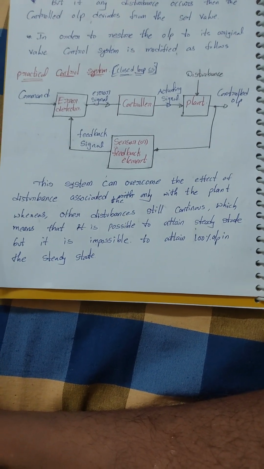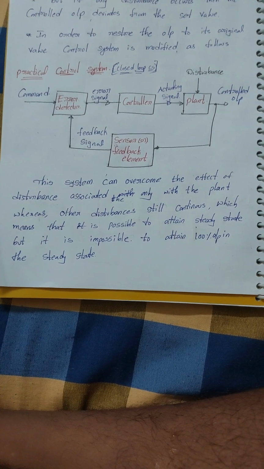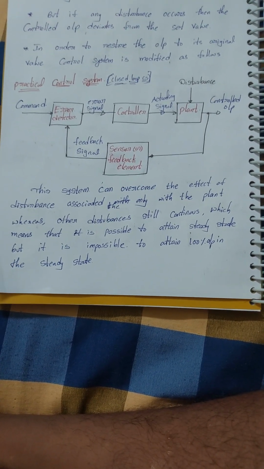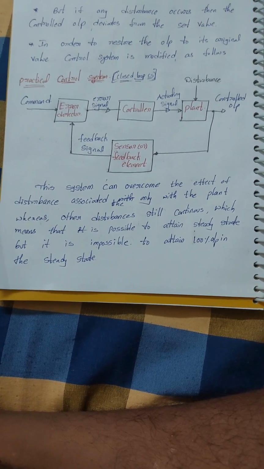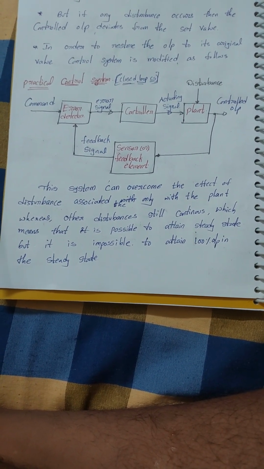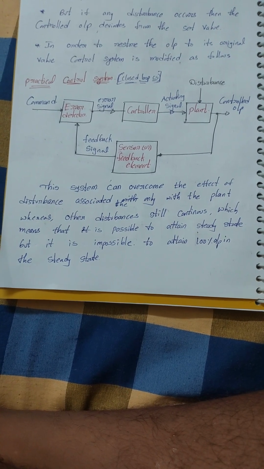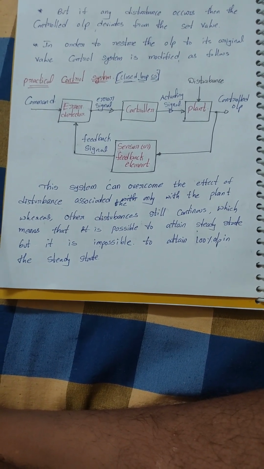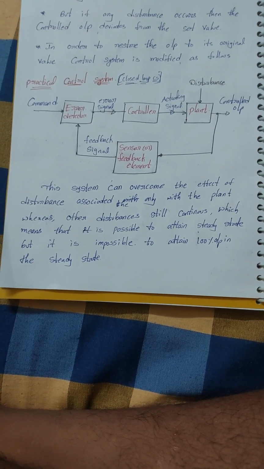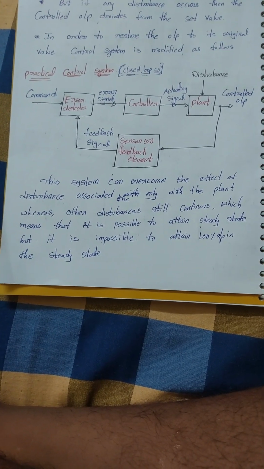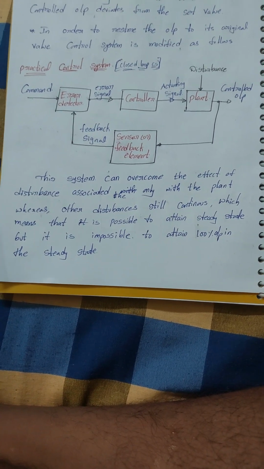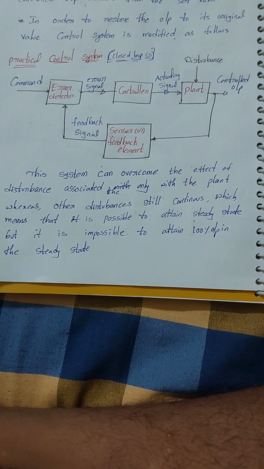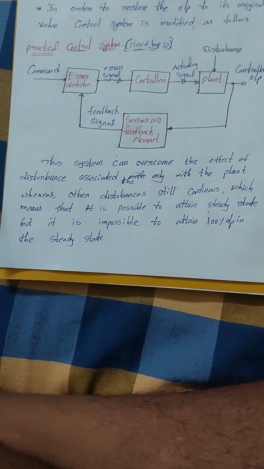This system can overcome the effect of disturbance associated only with the plant, whereas other disturbances still continue. It is possible to obtain steady state, but it is impossible to obtain 100% output in the steady state. That is the practical control system, which is the closed loop control system.